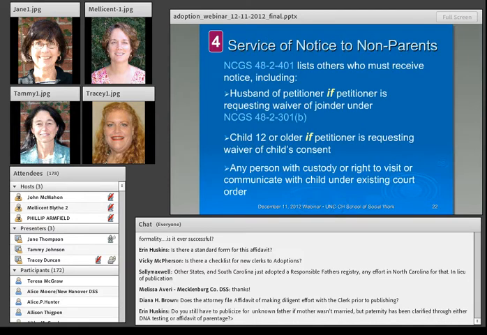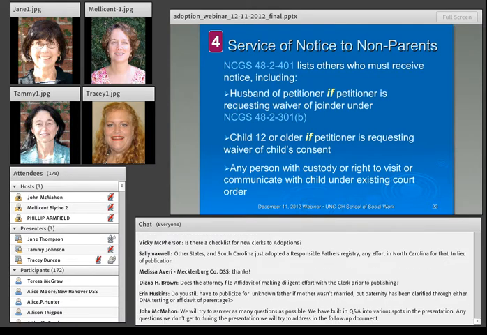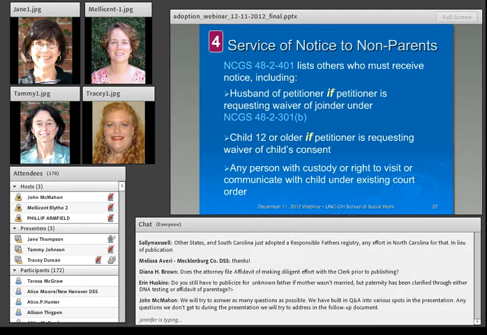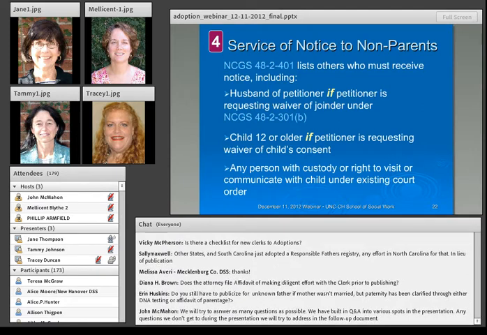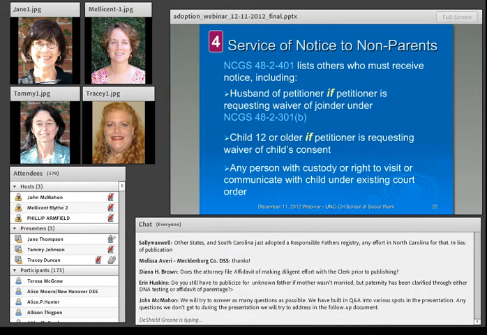Okay, it's my turn if I can get to the right slide. Here we go. Service of notice to non-parents. We were just talking about giving notice to folks. Now remember, we're talking about all different kinds of adoptions here. So DSS, you obviously are focused on terminating the rights of anybody who could be a parent, mom, dad, legal dad, putative dad, unless you have a court order with a judicial finding that someone is not a father.